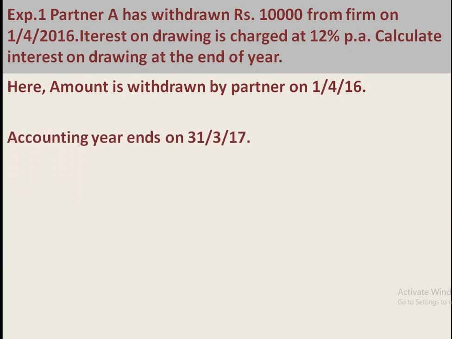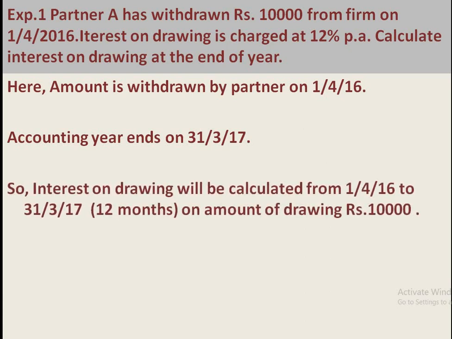Your accounting year ends on 31st March 17. It is not clarified here, but it is just our assumption, and of course, it is on 31st March 17. Let me mean that our accounting year is 16/17, so it ends on 31st March 17.